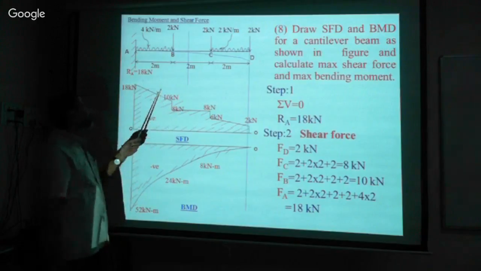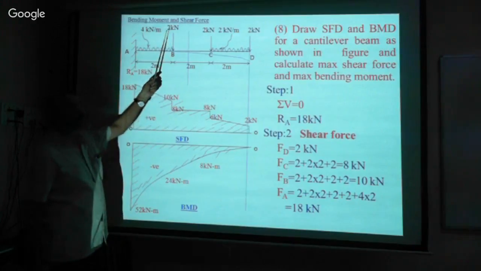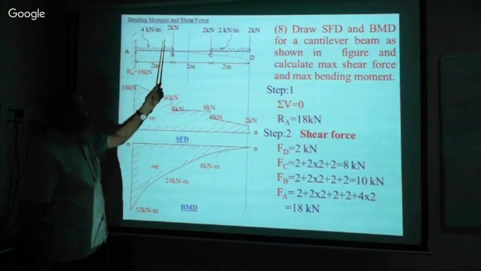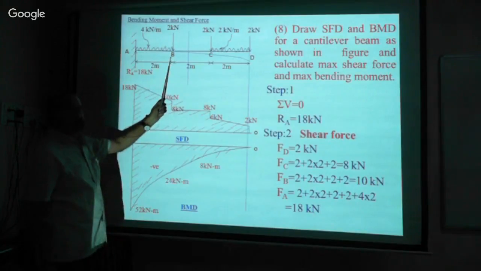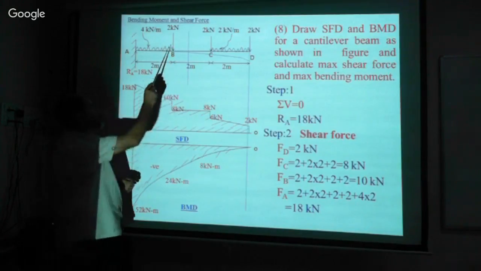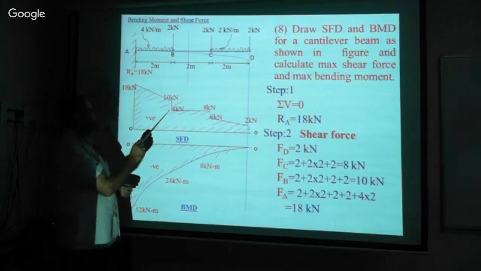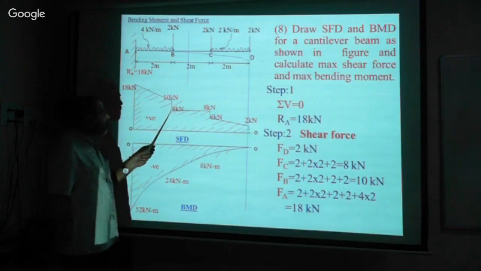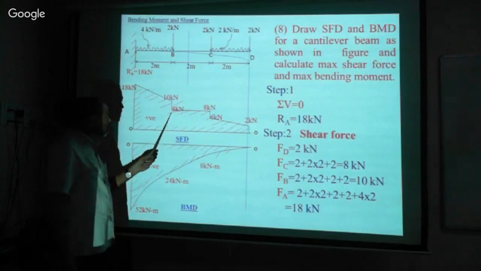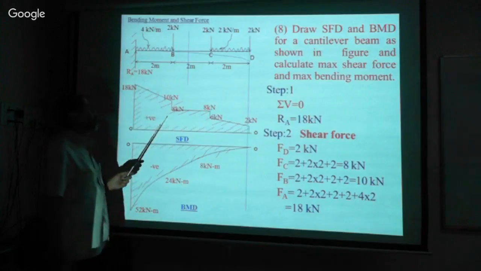And similarly, a 2 kilonewton force is acting downward at this point B. Therefore, you come down by 2 more kilonewton. Draw the line exactly below this. Now, when you reach this point, the remaining shear force here is 8 kilonewton. From here to here, if you measure this, 8 kilonewton.